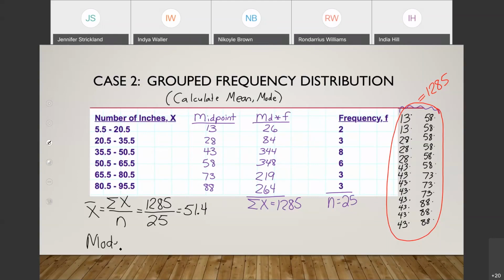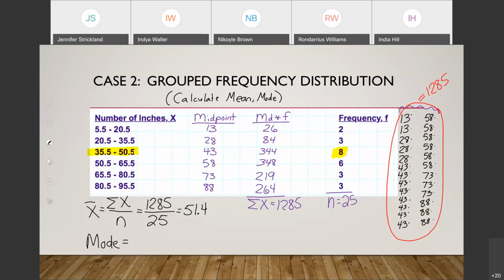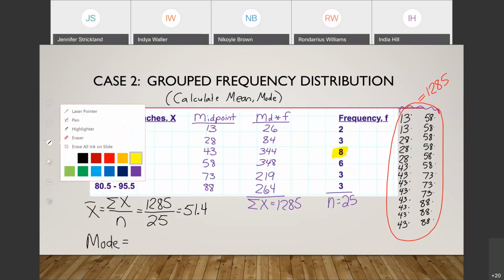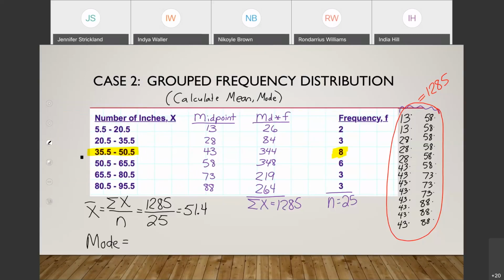All right, anybody have a question? Okay, it goes with this class. So that is going to be my mode. So all I have to do is look for the highest frequency and write down the class that goes with that. That part should be pretty easy. So 35.5 to 50.5 because it has the highest frequency.